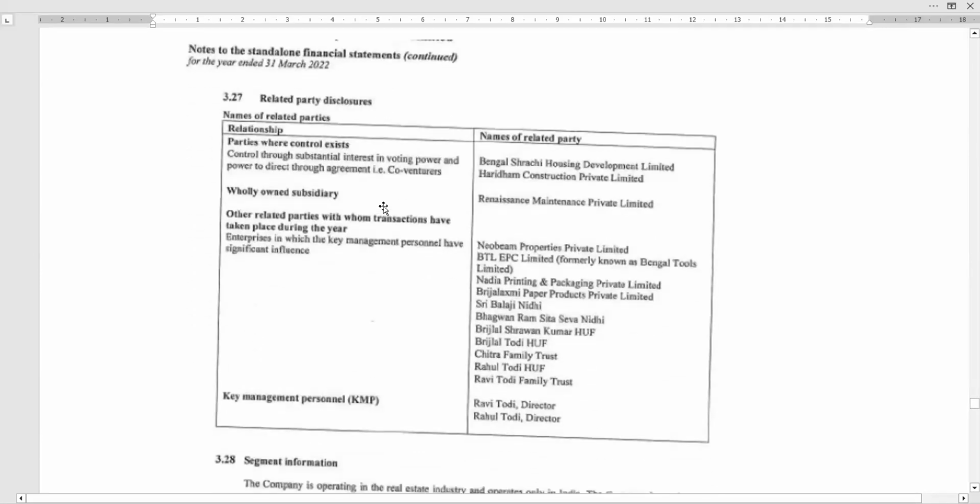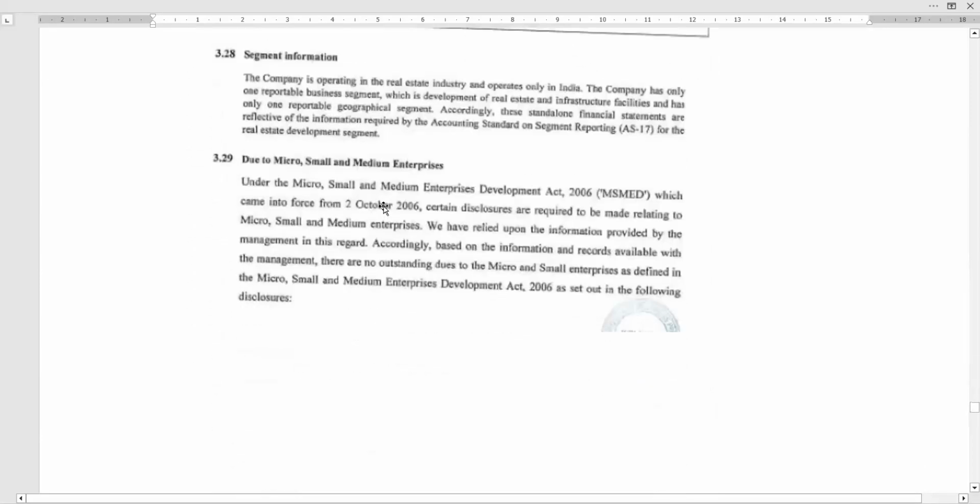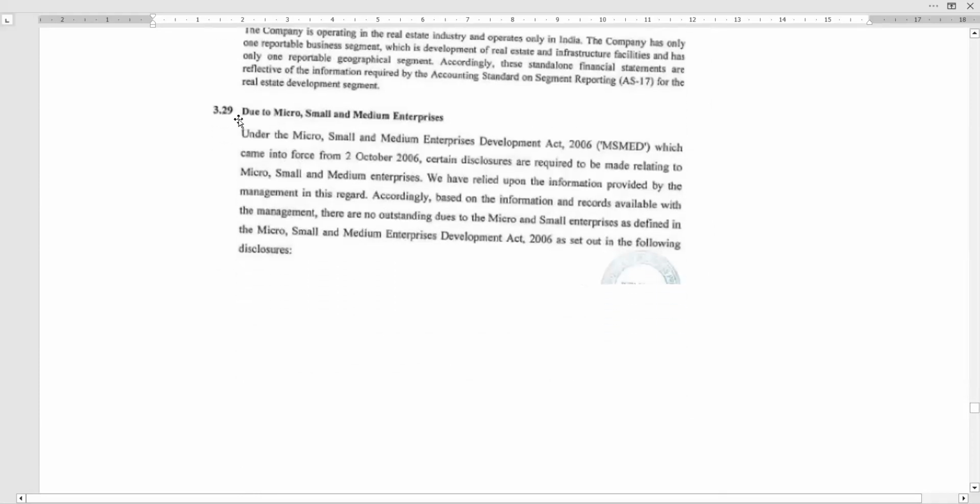Next, related party disclosures, segment information. You see here, we were discussing micro and small enterprises. We have relied upon the information provided by the management in this regard. Based on the information and records available with the management, they didn't maintain the bifurcation of MSMED. That's why it is shown as 0. Understand? Okay, this is the note.